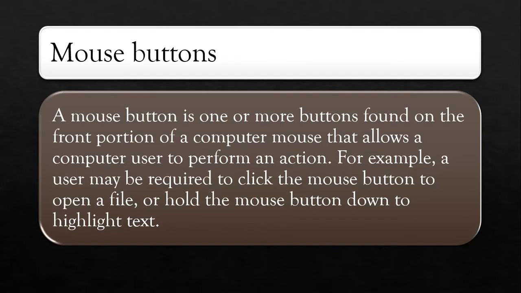Mouse buttons. A mouse button is one or more buttons found on the front portion of a computer mouse that allow a computer user to perform an action. For example, a user may be required to click the mouse button to open a file, or hold the mouse button down to highlight the text.